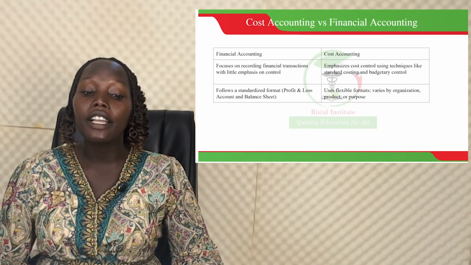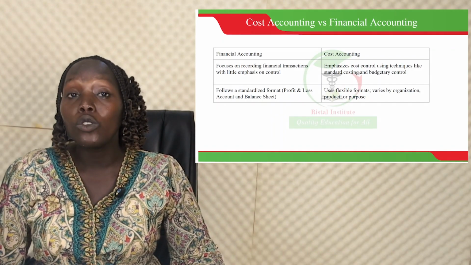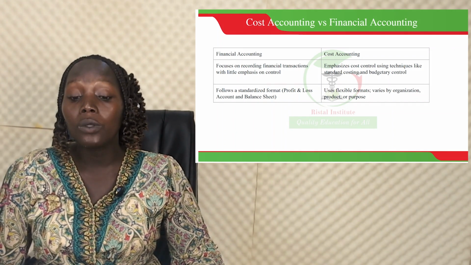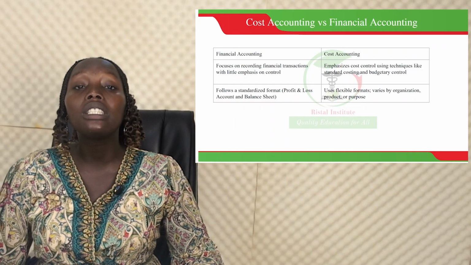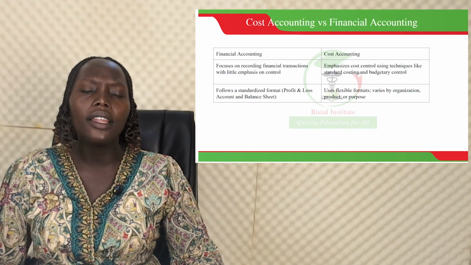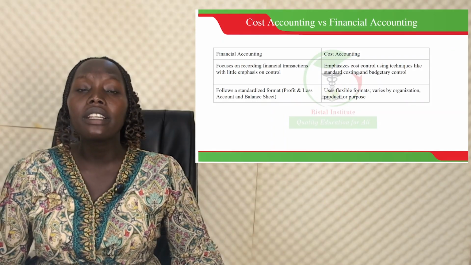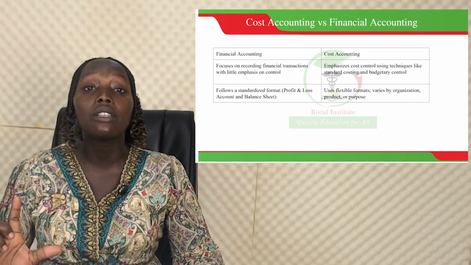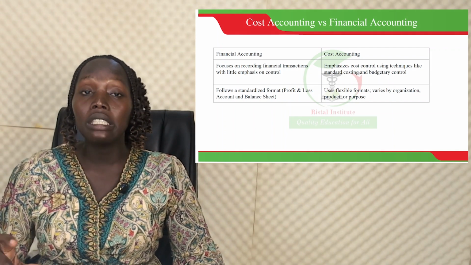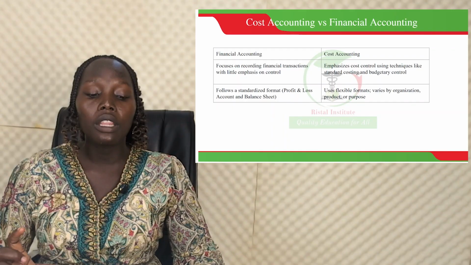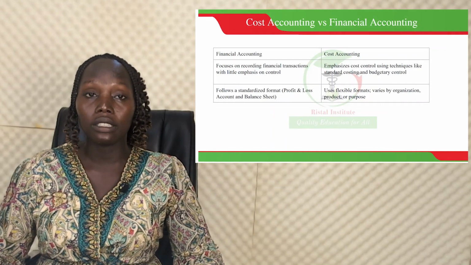And then financial accounting focuses on recording financial transactions with little emphasis on control. While cost accounting emphasizes cost control using techniques like standard costing and budgetary control. And in financial accounting, it follows a standardized format. For example, in the profit and loss account, there is a format that you have to follow when preparing the balance sheet or the profit and loss account. You cannot just come up with them. There is a step and format that you follow to come up with the profit or the loss of a company.